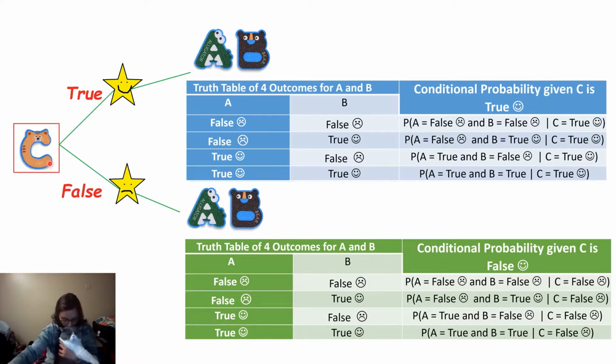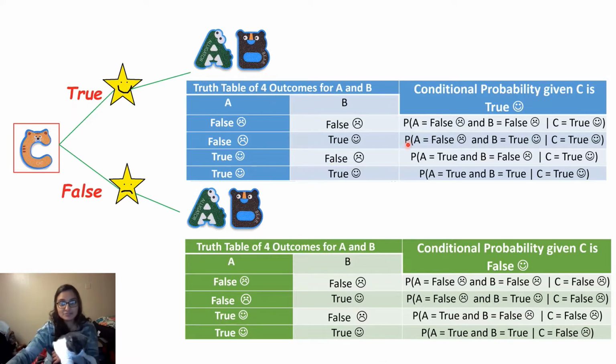C, this little cat, can be true or it can be false. So, true or false. And if C is true, we have our A, B over here, and again, we have the four sets of values that they can have: both false, A false and B true, A true and B false, or both true. And then we can see the same thing here for both of them.